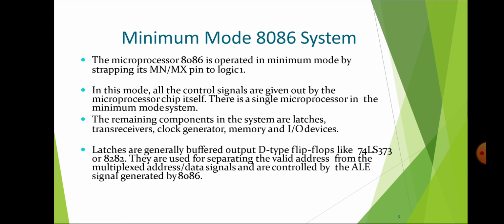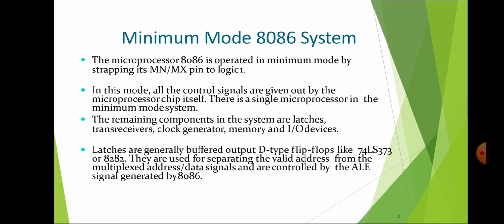In this mode, all the control signals are given out by the microprocessor chip itself. There is a single microprocessor in the minimum mode system. The remaining components in the system are latches, transceivers, clock generator, memory, and input output devices. Latches are generally buffered output D type flip flops like 74LS373 or 8282. They are used for separating the valid address from the multiplexed address bus. Address and data signals are controlled by the ALE signal generated by the 8086.